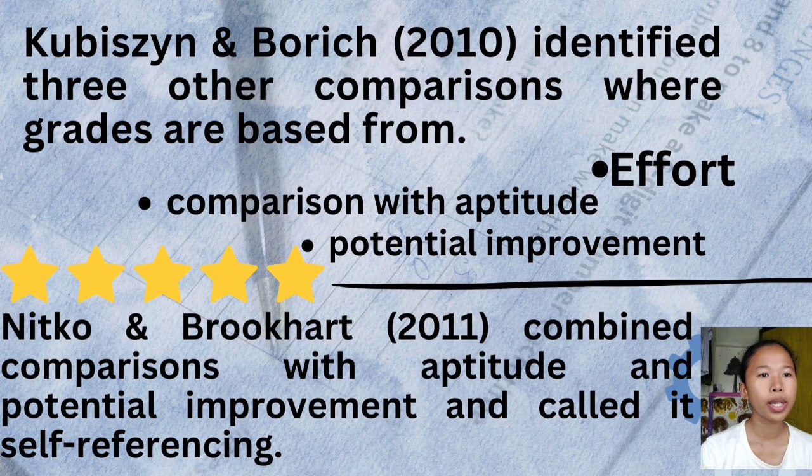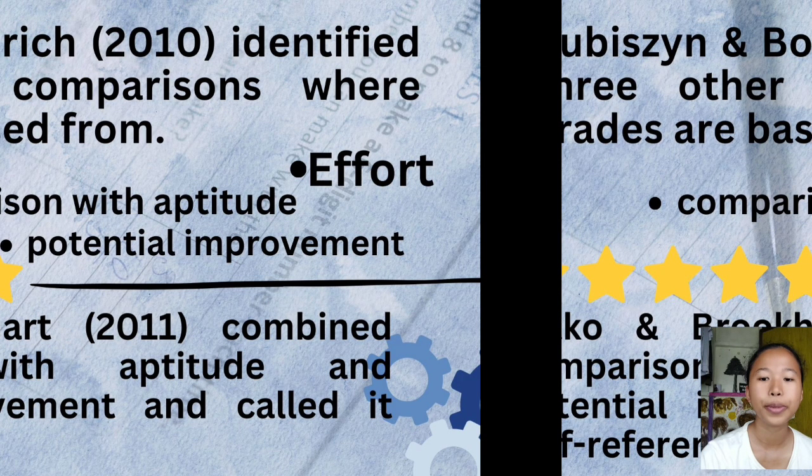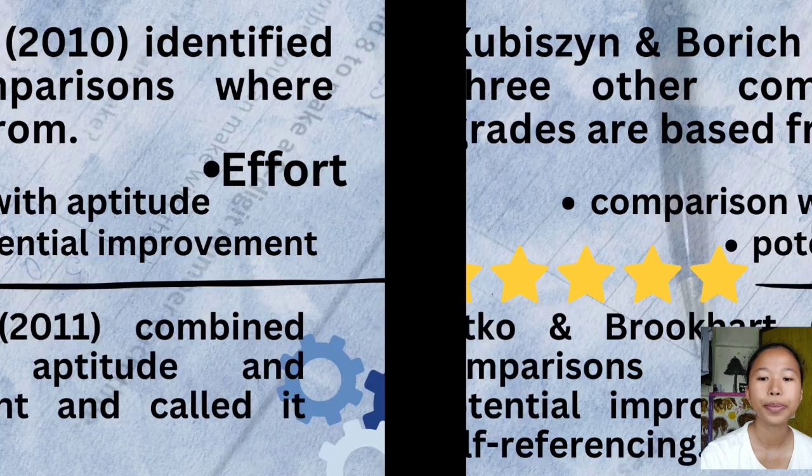For our next slide, we have Kubiszyn and Borich 2010. They identify 3 other comparisons where grades are based from. We have comparison with aptitude, effort, and potential improvement. What are those 3? We will be discussing that later on. And for Nitko and Brookhart 2011, they combined comparison with aptitude and potential improvement and called it self-referencing. So let's discuss what are these 3 and what this self-referencing means.